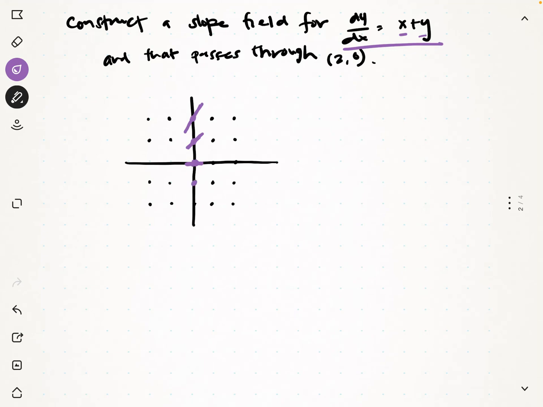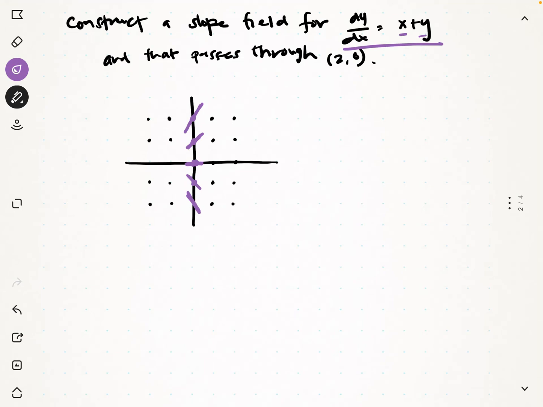Okay, then let's move down here. That's going to be at 0, negative 1. So 0 plus negative 1 is negative 1. So I'm going to draw a slope of negative 1. And then at the bottom, it's 0, negative 2. So 0 plus negative 2 is negative 2. I'm going to make that slope a little bit steeper. Okay, we're going to continue the process.